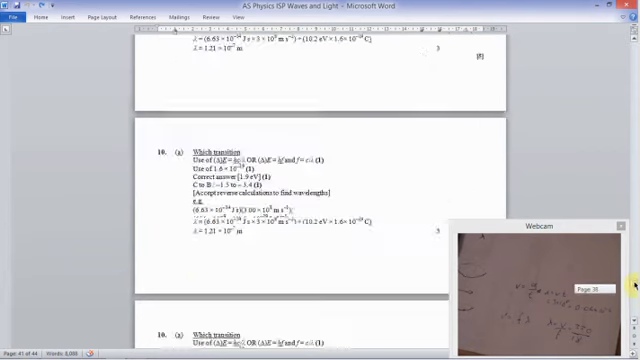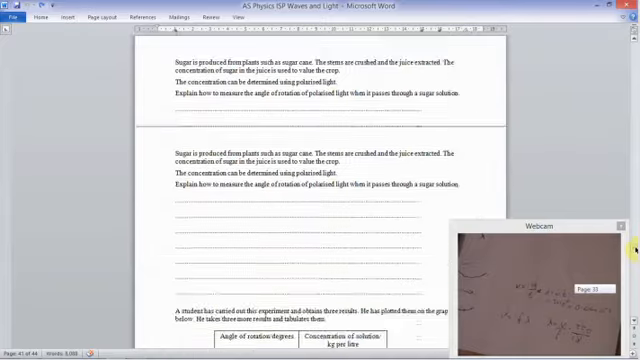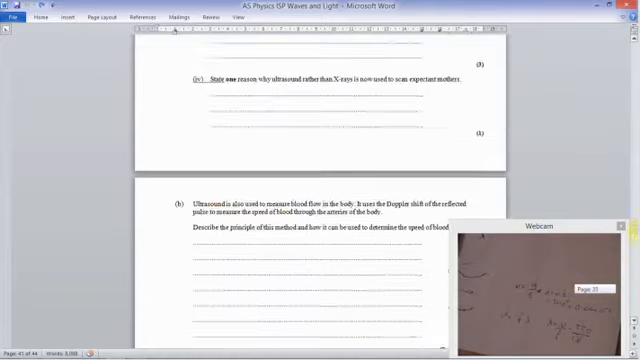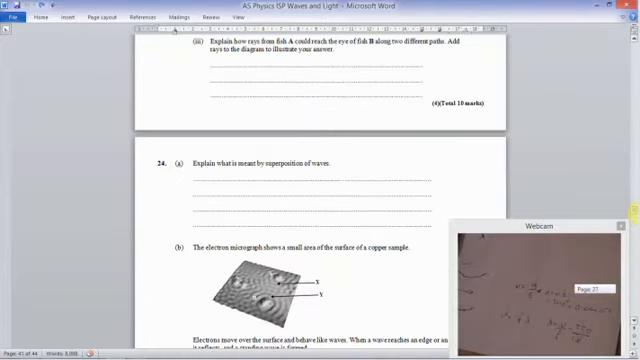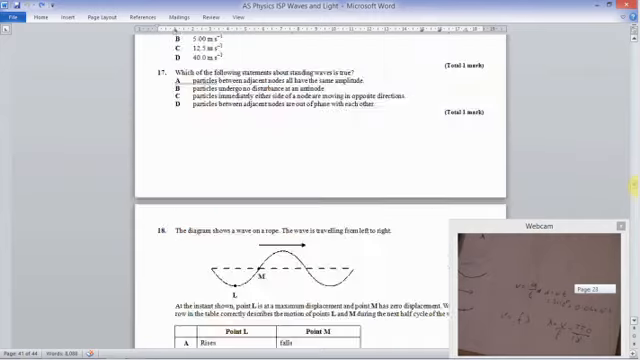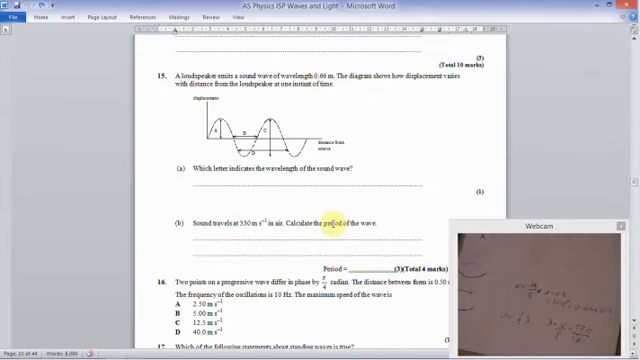Right, 15. Nearly there. Right, okay, so which letter indicates the wavelength of sound? So the wavelength there, the only one that shows that is D. C is showing double the amplitude. B is not showing the wavelength. A is showing the amplitude. So sound travels at 330 meters per second.